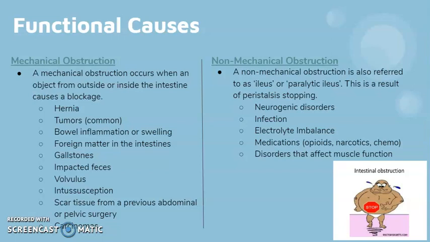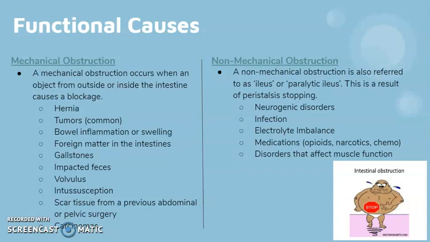One example is a hernia. Tumors are often very common. Bowel inflammation or swelling. Foreign matter in the intestines. Gallstones, impacted feces, volvulus. Volvulus is a twisting of the intestine. Intussusception, which is when the intestine pulls inward into itself, in other words, telescoping of the bowel. And carcinomas, which are one of the most common causes of large intestine obstructions.